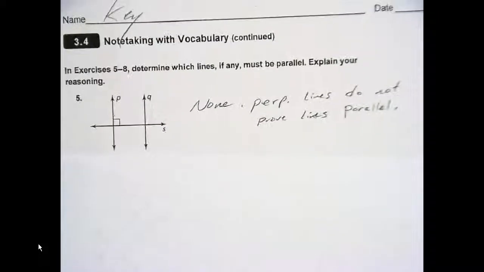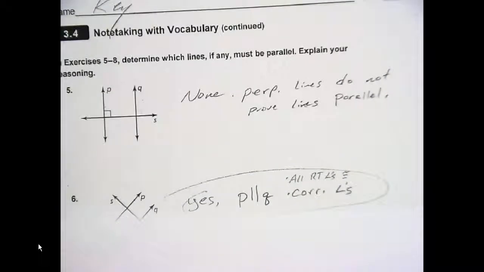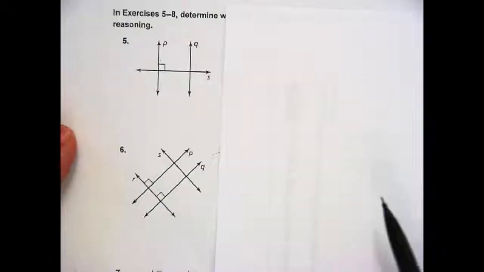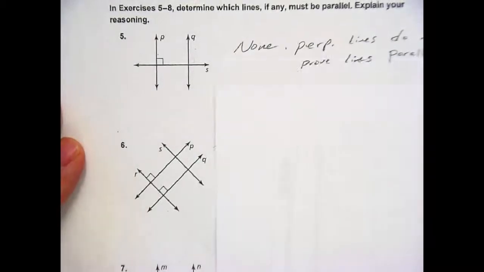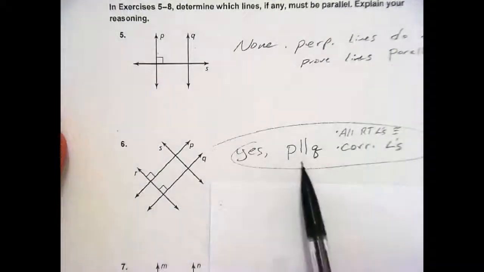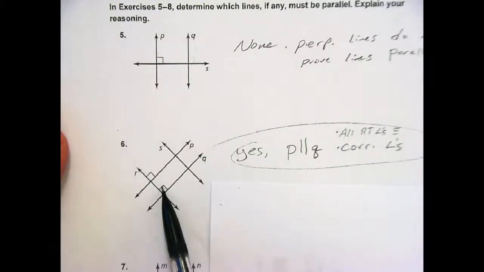Very good. I heard some good arguments going on. How about the next one? Number 6. Yes? Yes, P is parallel to Q because all right angles are congruent, and then you have corresponding angles.